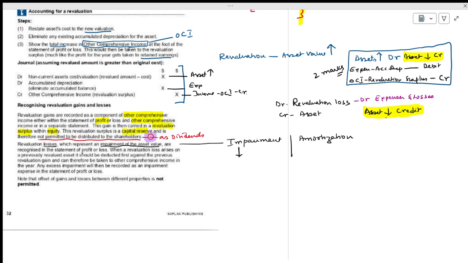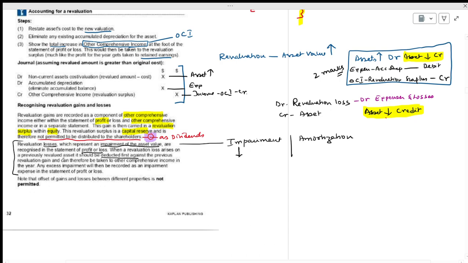Is it a revaluation loss? Sometimes for technology items, the value of the asset will decrease. Land value will increase, building values will decrease. Impairment is recognized in the profit and loss account. Another very important point: when a revaluation loss arises, the previously revalued asset surplus should be deducted first.